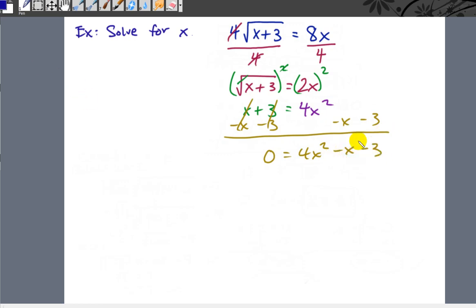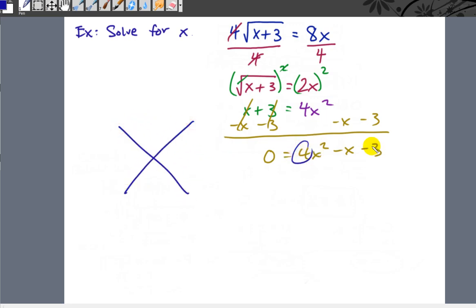Now, a couple of ways that we could do this. We could use the quadratic formula. If some of you do not trust your factoring skills, you can use the quadratic formula. A is 4, B is negative 1, C is negative 3. Or what you can do is use the X method. So the X method on this, let's see if we can do that.